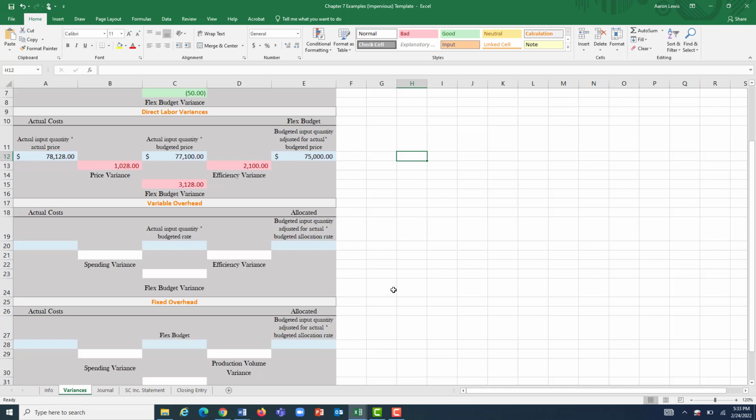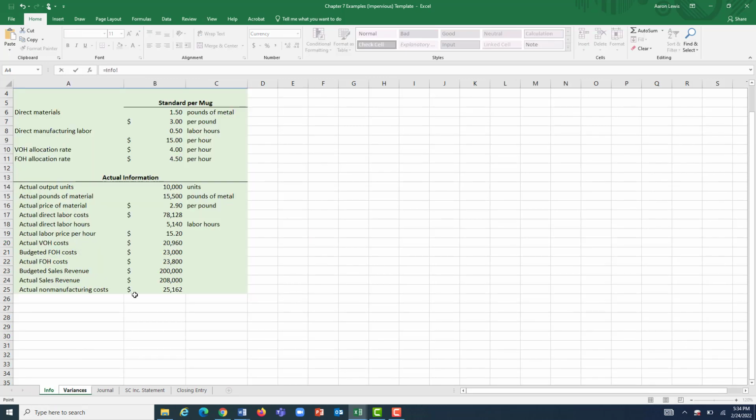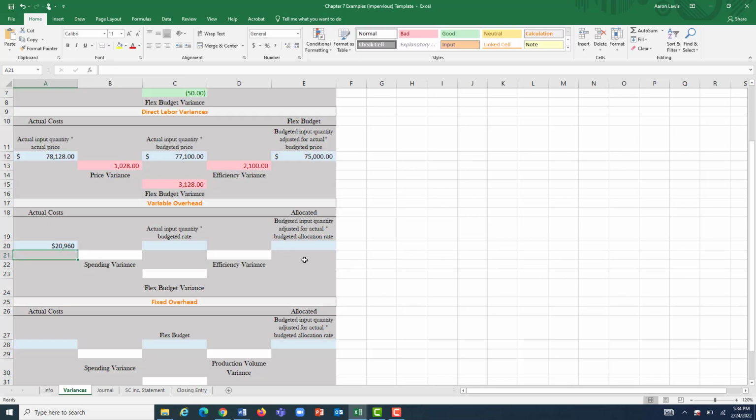Our overheads are another cost component. We're going to break it into two different groups, what's variable and what's fixed. We'll start with variable. What were our actual variable costs? This is provided to us in the information. So if I go back to my info and find our actual variable overhead costs, it is $20,960. That is the actual amount of variable overhead, indirect materials, indirect labor, maybe some kind of variable depreciation, that we incurred during the period.